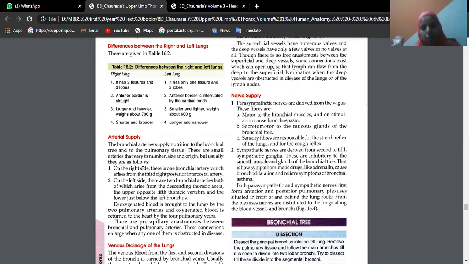Blood supply of lung. Bronchial arteries. Right side, one bronchial artery, branch of the third right posterior intercostal artery. Left side, two bronchial arteries. They arise from the descending thoracic aorta.